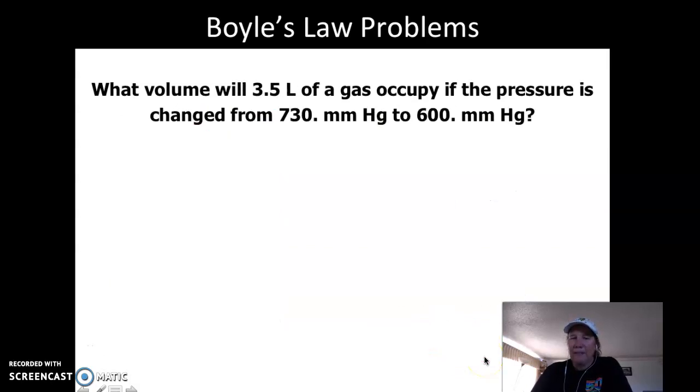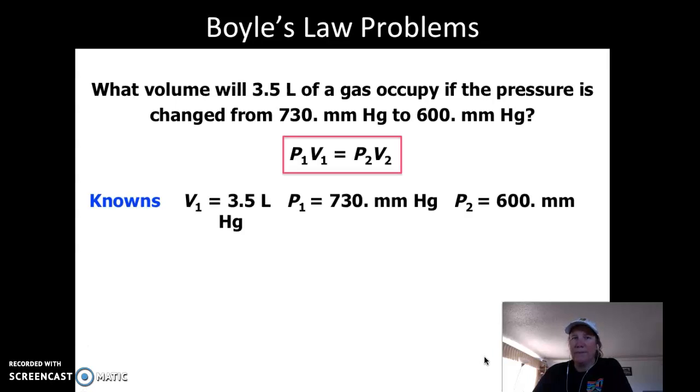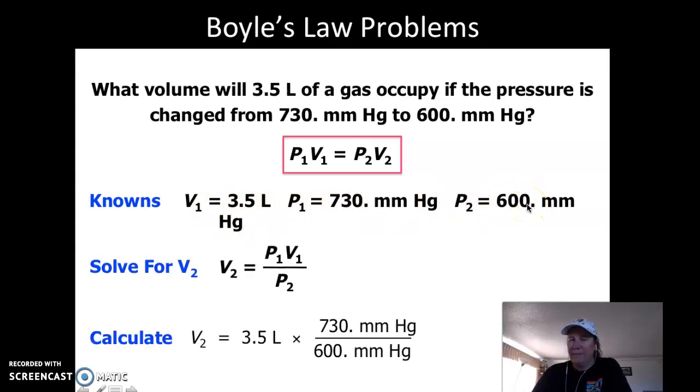Okay? Okay, so if I'm trying to solve a Boyle's law problem, I got 3.5 liters of gas and its pressure changes from 730 to 600. Okay, so I got volume 1, pressure 1, and I've got pressure 2. So really all I'm going to do is take this times this and divide by that. Okay? All you have to do when you're doing Boyle's law is take the two that you know and divide by the one you don't know and you'll get your answer. Okay?